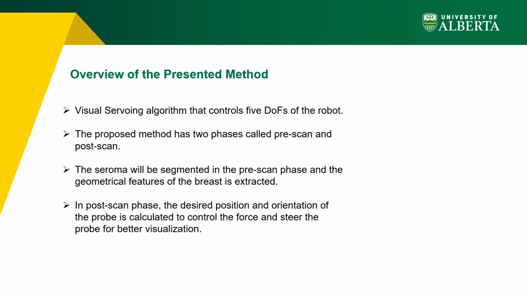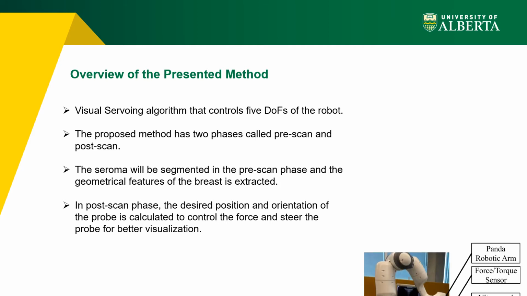In this paper, we propose a visual servoing algorithm that controls 5 DoFs of the robot during the scanning of the breast. The proposed method has two phases, called pre-scan and post-scan, to analyze the geometrical features of the seroma and design a controller to keep the seroma in the field of view. In pre-scan phase, we manually segment the seroma in the frames and extract geometrical features of the seroma, while in post-scan, we move and orient the probe using visual servoing algorithm.